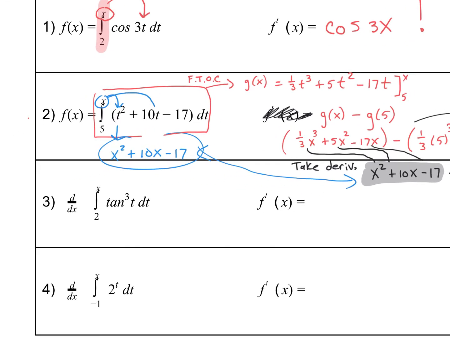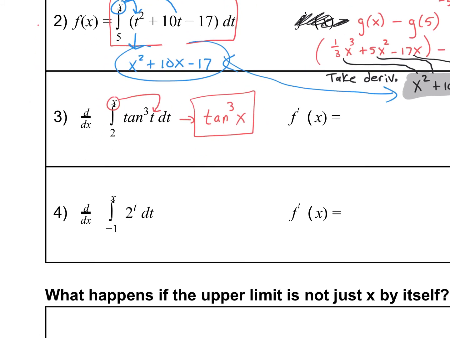Okay, right here, shortcut. We are taking the derivative of an integral, and one of our limits is a variable. That's our tip-off that we can use Fundamental Theorem of Calculus Part 2, and we can use the shortcut. So we get the tangent to the third of x. You just take that x and you plug it in right there for t, and you are done. Ta-da! Shortcut.